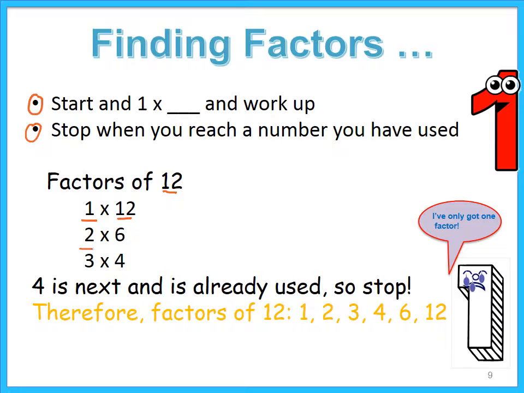After 1 comes the number 2. So I write down 2 next. 2 times what equals 12? 2 times 6. And this is just coming straight from your times tables. After 2 comes 3. 3 times 4 is 12.